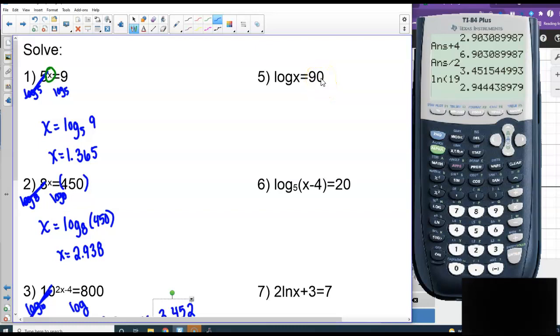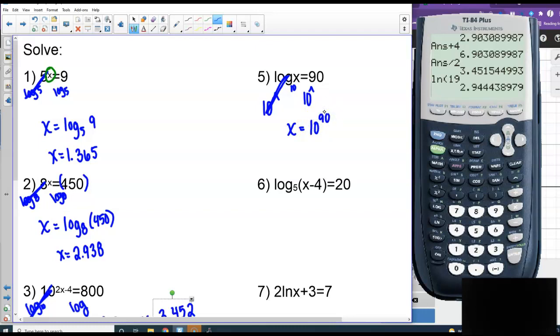Whenever I look at this, I don't see a base of that log, so what is the base? What number is going to be our base if we don't have anything written there? 10. Good. So we have an imaginary 10 there, even though it's not written. So if we want to undo a log base 10, we're going to do 10 to that power on both sides. So that 10 and the log base 10 cancel each other out, just leaving you the x. And x is going to equal 10 to the 90th power.